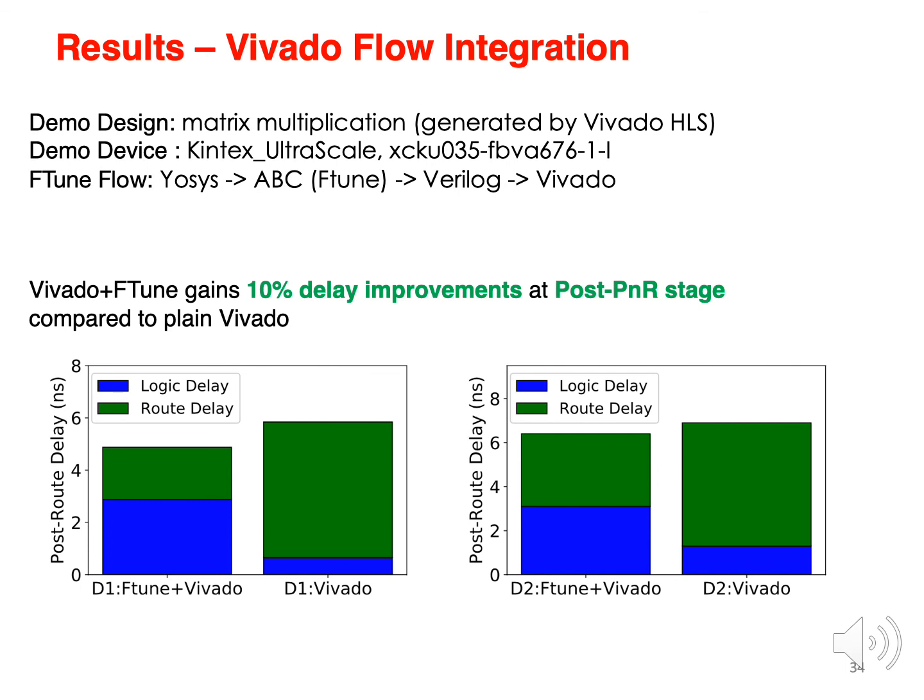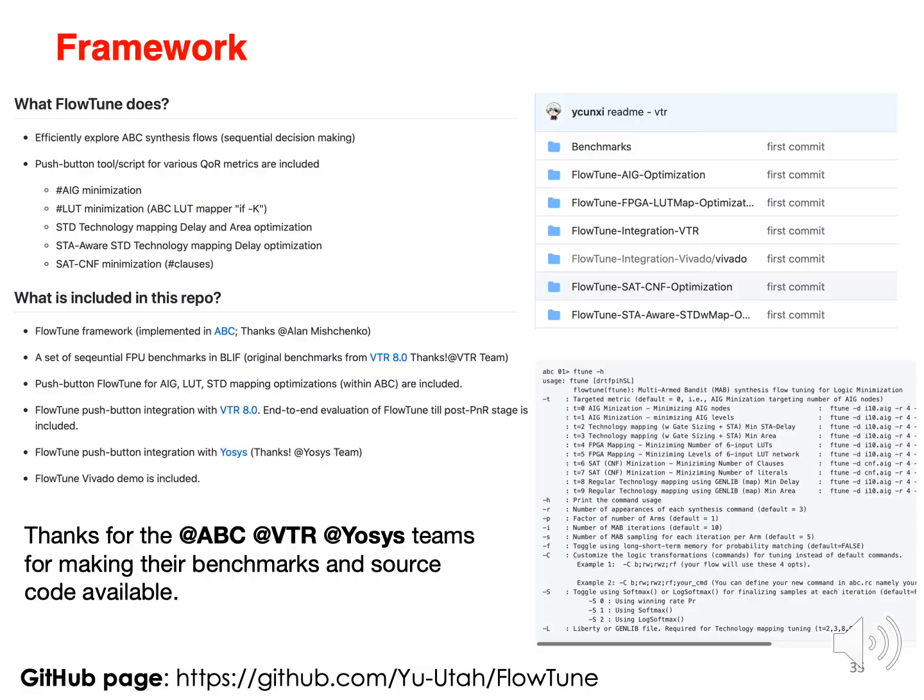Finally, I want to show you the result of integrating FlowTune in the Vivado flow. We can see that in this example, the delay has been improved by about 10%. We can also see the difference in delay distribution. At this point, we don't really know how Vivado optimizes the design, but my guess is that Vivado tried to move the delay to routing such that it can be further optimized by inserting buffers in the routing wires for larger designs. But again, I'm not sure what Vivado is doing exactly.